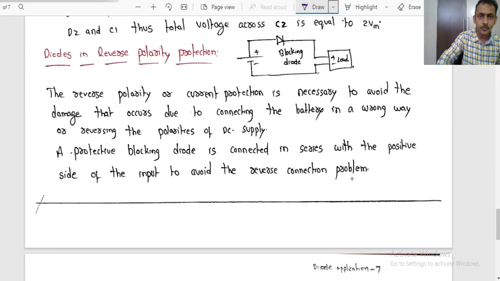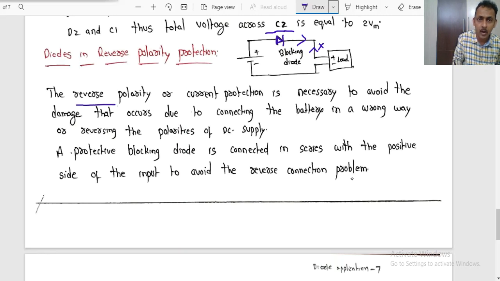Next, sometimes there will be loads where only forward conduction should be allowed. During reverse bias mode there should not be any conduction to the source. So if you place a diode in series with the load, it is going to block. This is called a blocking diode. During forward bias it acts like a closed switch, and if reverse bias occurs, it will be open, and you can protect the source, right?